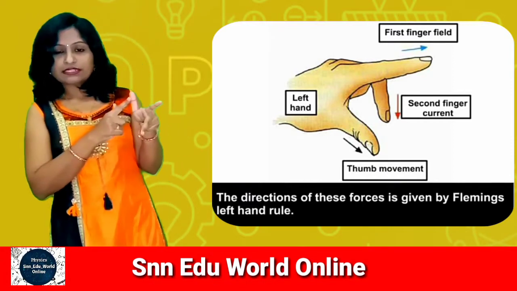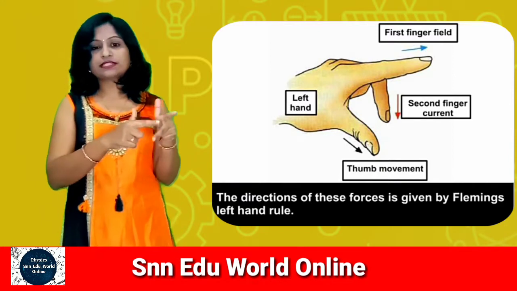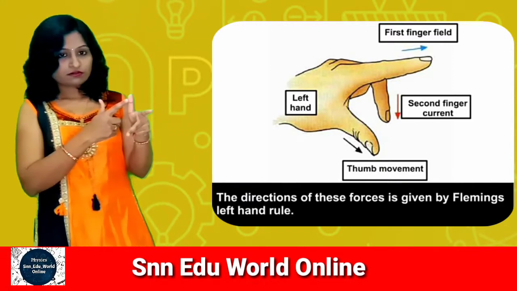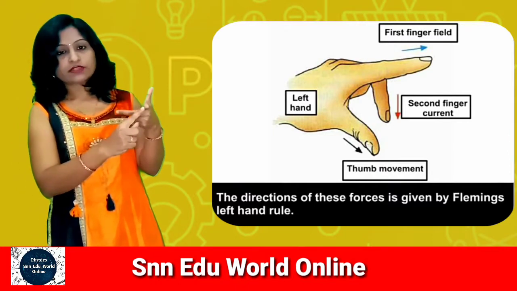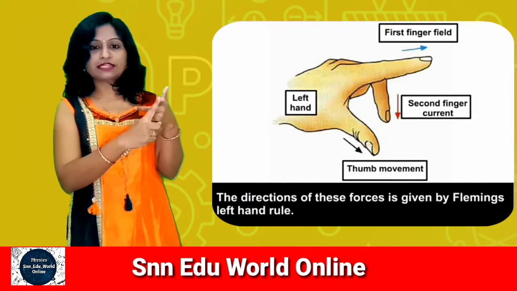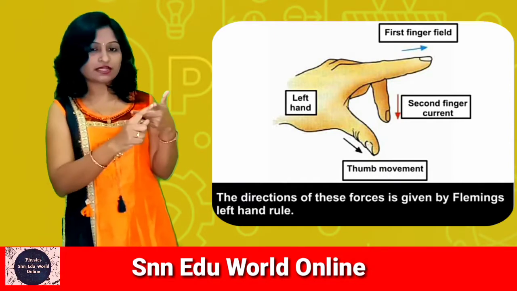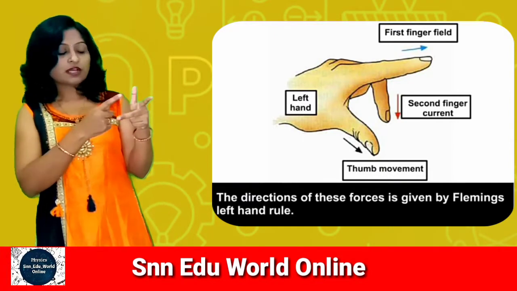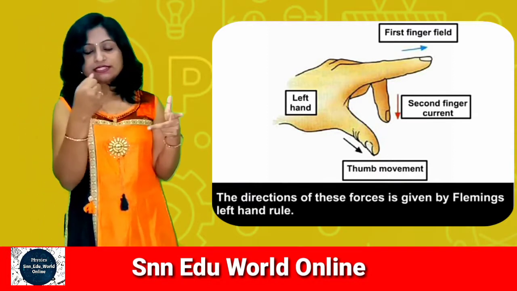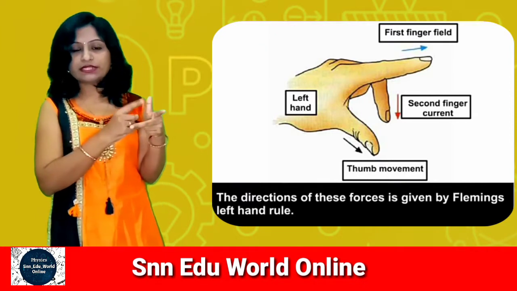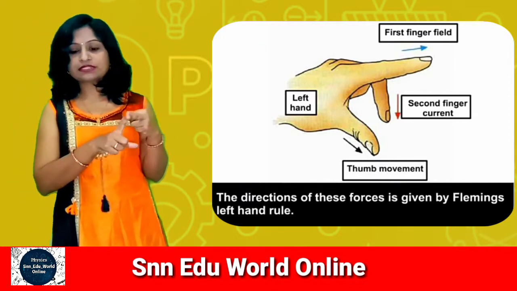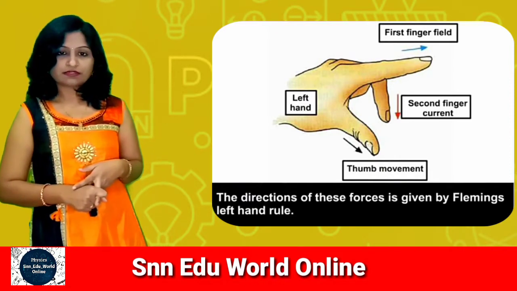Then the direction of these three fingers will represent the different things. See here, the first finger or forefinger will represent the direction of the magnetic field, which we have represented here by the cross. Then the thumb will represent the movement. Movement means the movement of the PQRS side that we are going to make, and that movement is represented by the thumb. Then the middle finger will represent the direction of the current.